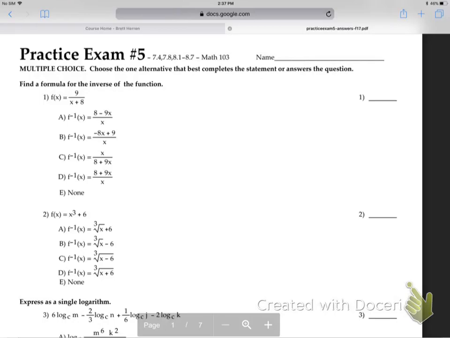All right, so you guys have practice number 5 in your hands. Let's try to do number 1. It says, find the formula for the inverse. Let me give you 30 seconds. See if you remember anything. Formula for the inverse. Then I'll crank it out.